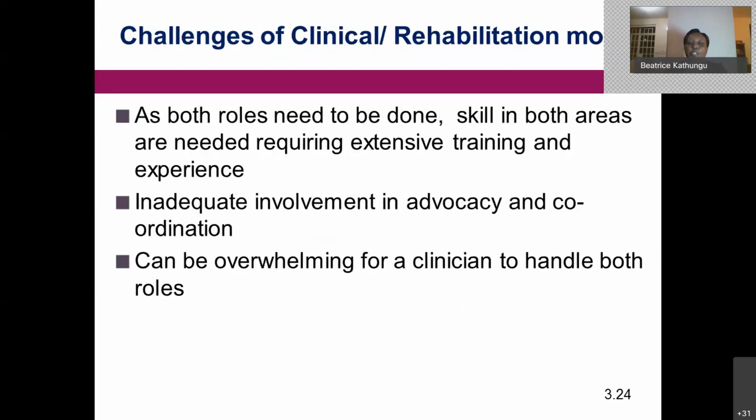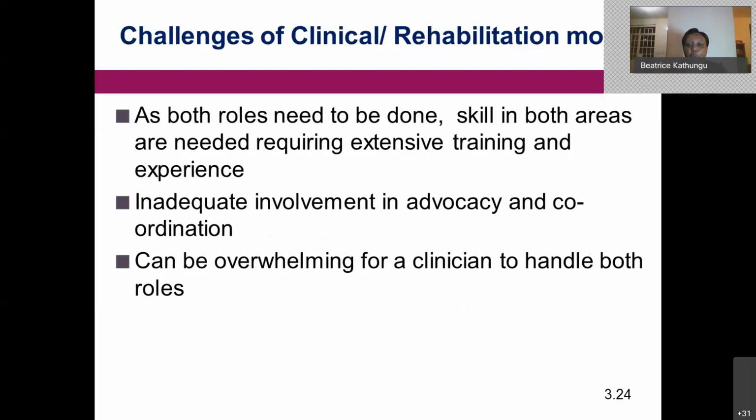For example, for someone to do the two roles, then it means they require skills in both the counseling and the case management. So if it was the nursing officer that was doing case management, now you want them to do counseling work, then it means you need to give them training on counseling as well. So that is a challenge.